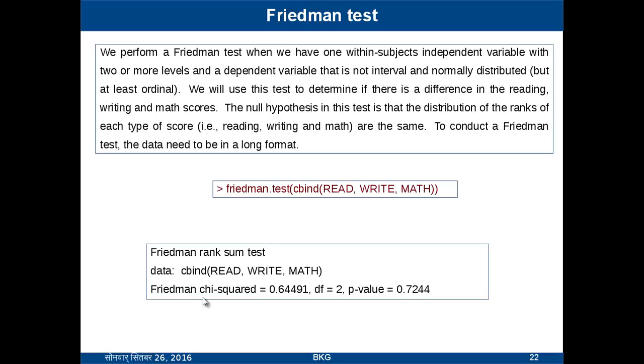The calculated value of the Friedman chi-square test statistic is 0.64 with a very high probability value. That means we cannot reject the null hypothesis. So the null hypothesis is accepted, that is the distribution of the ranks of each type of score, that is reading, writing and math, are the same.